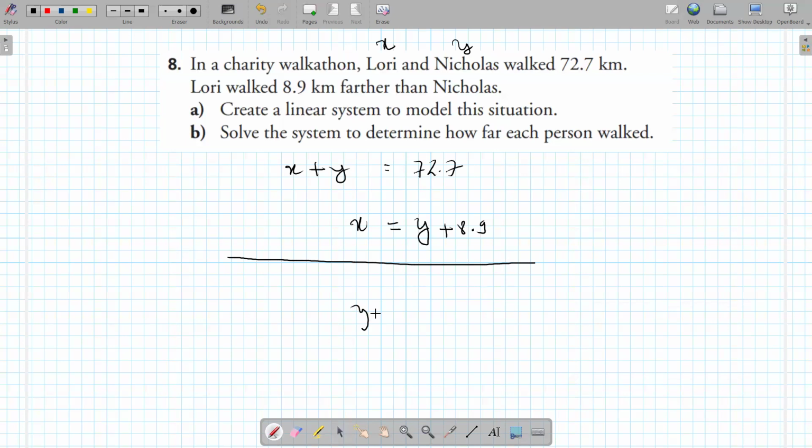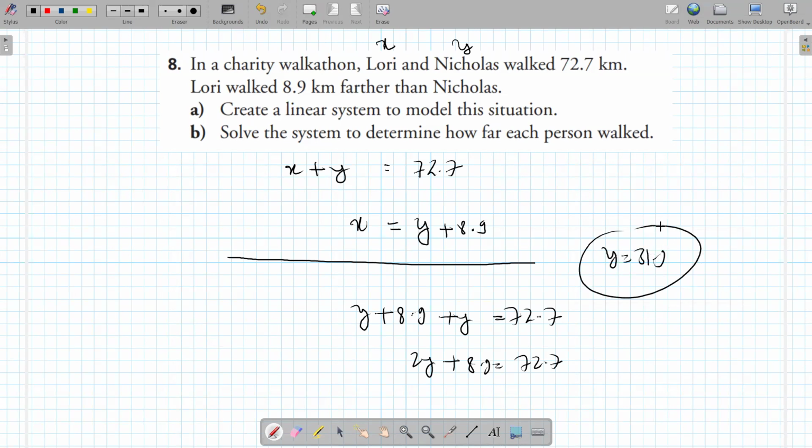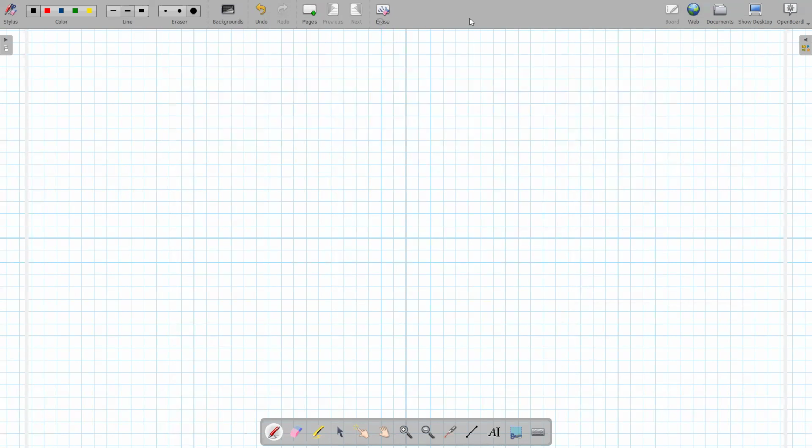So it becomes y plus 8.9 plus y equals 72.7. Becomes 2y plus 8.9 equals 72.7, right? And from here, it's pretty simple. So it becomes 72.7 minus 8.9 divided by 2. So the answer for y is 31.9. And you can plug that in here to get x. Just add 8.9 to that. So the answer will be 40.8. And you are done. Easy enough.